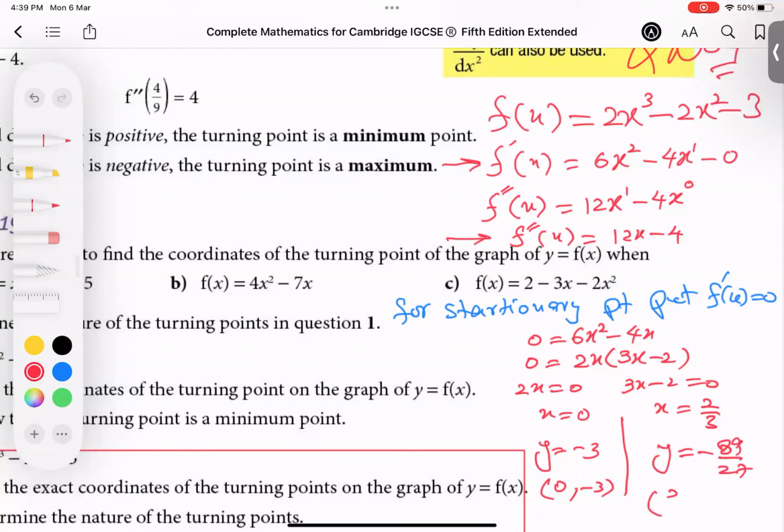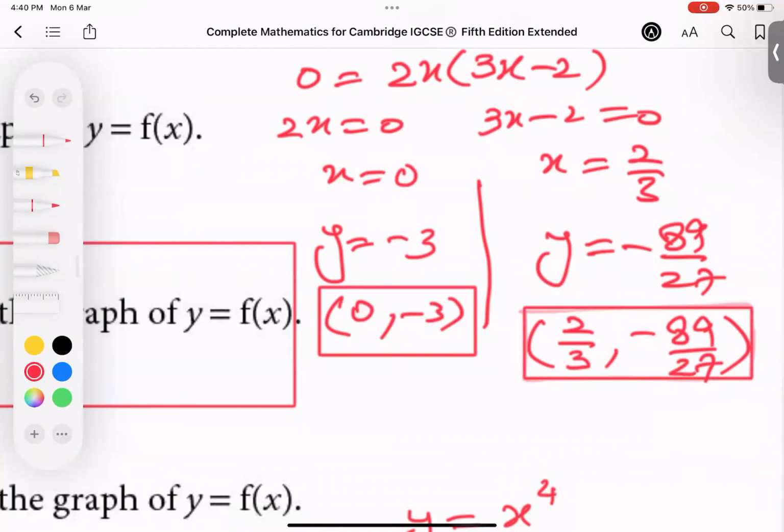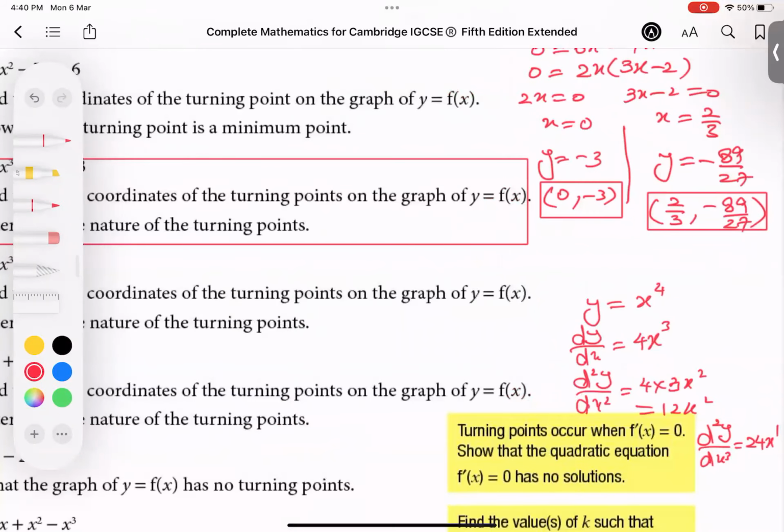So I'm writing the answer in fraction form. As I said before, fraction is the best way of writing. So I got 2 stationary points, turning points or extreme points. Alhamdulillah Rabbil Alameen. Let me erase this one.